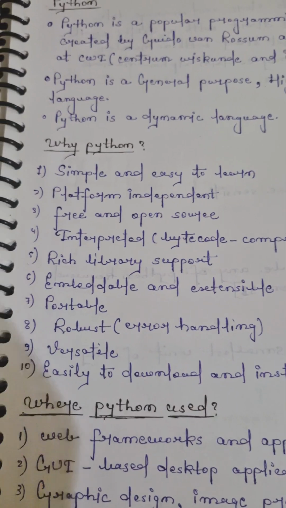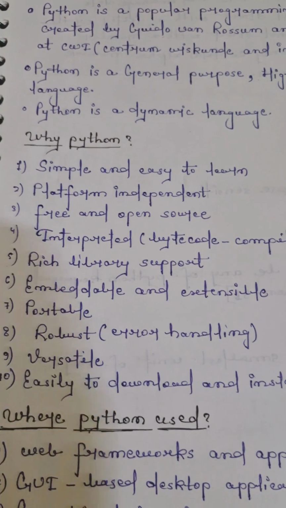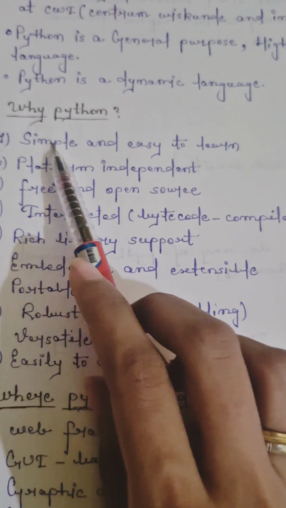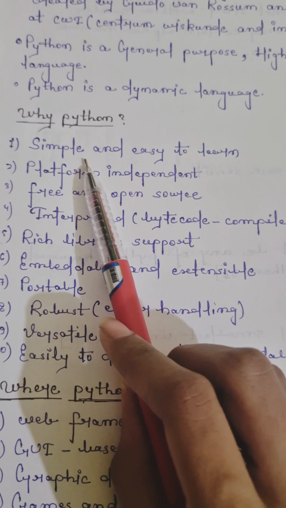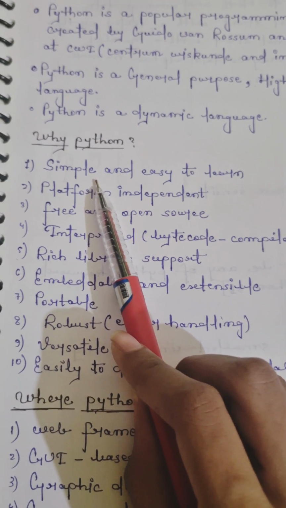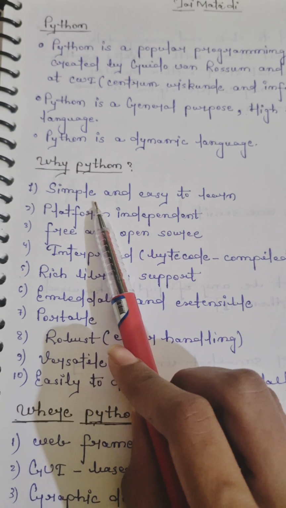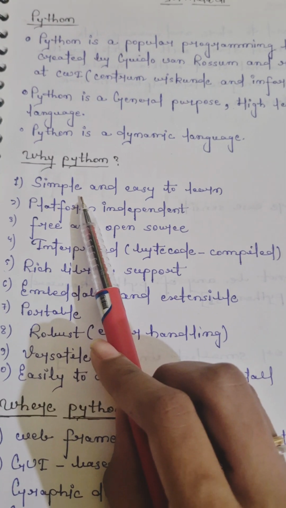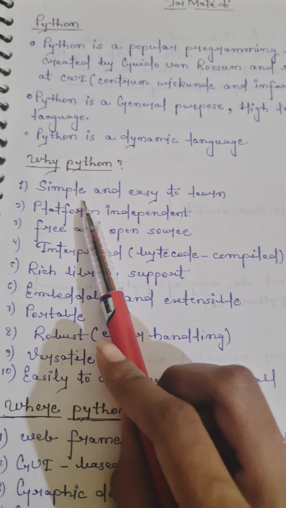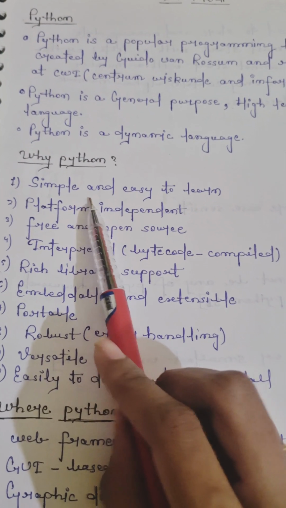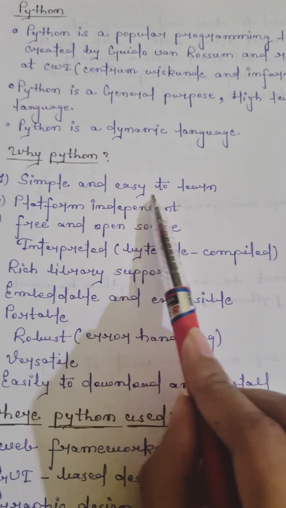Now coming to why we are using Python. So Python is simple and easy to learn. Code in Python is much easier as compared to C++ and Java. We need not learn so many complex codes in Python. Therefore it is simple and easy to learn.